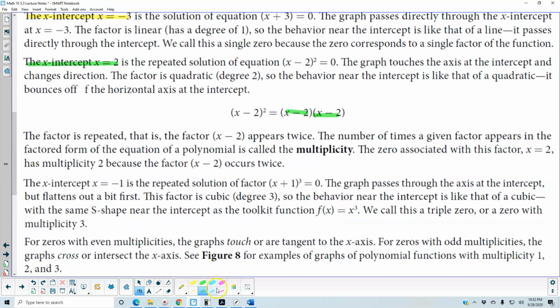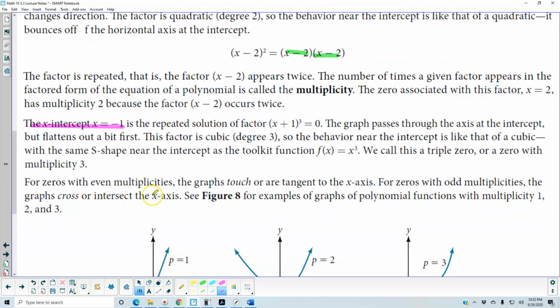Now, the x-intercept x equals negative 1 is the repeated solution of the factor x plus 1 to the third power equal to 0. The graph passes through the axis at the intercept, but flattens out a bit at first. This factor is a cubic, a degree of 3, so the behavior near the intercept is like that of a cubic, with the same S-shape near the intercept as the toolkit function f of x equals x cubed. We call this a triple zero, or a zero with multiplicity 3.